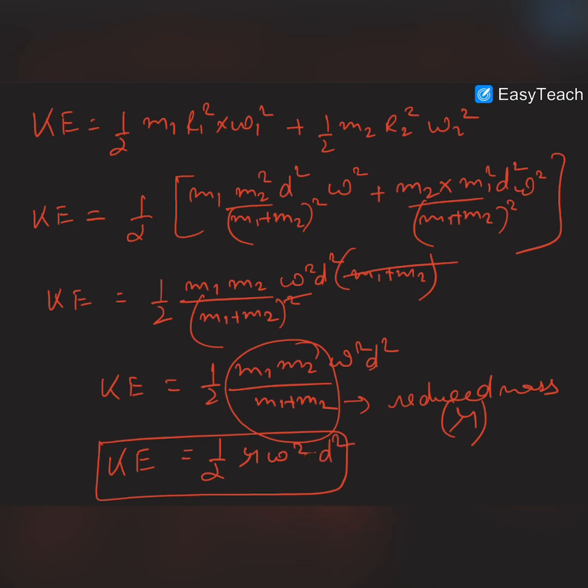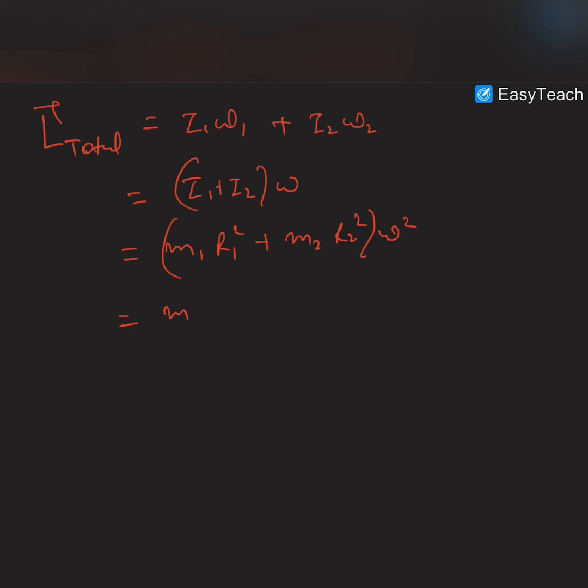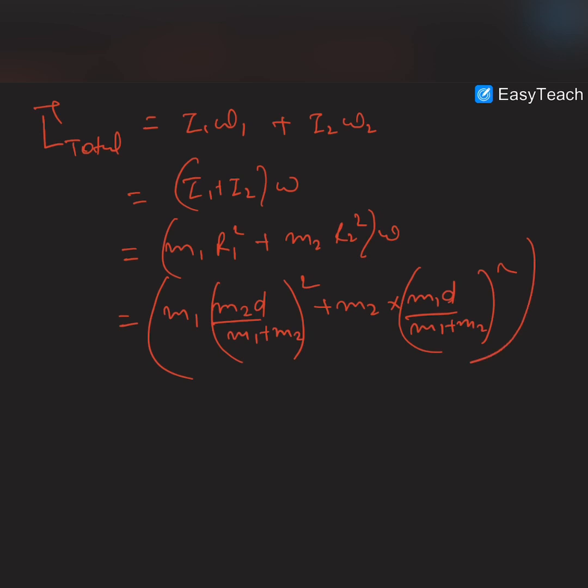Okay, so this is the kinetic energy with d square. Now if we substitute the values of r1 and r2 here, r1 is m2 d by (m1 plus m2) square, and this is m2 into (m1 d by m1 plus m2) square into omega, not omega square. Now let us take out common terms, and you can see that the common terms are m1 m2 d square and omega, and in the denominator it would be m1 plus m2, and here there would be m1 plus m2.